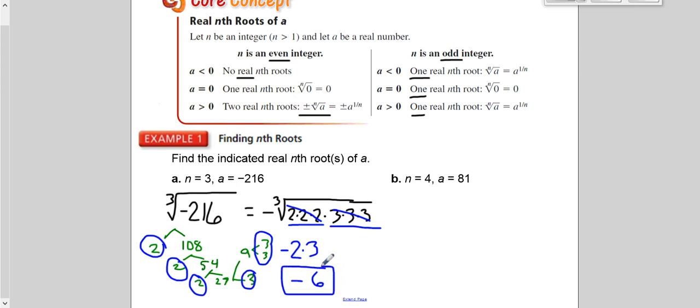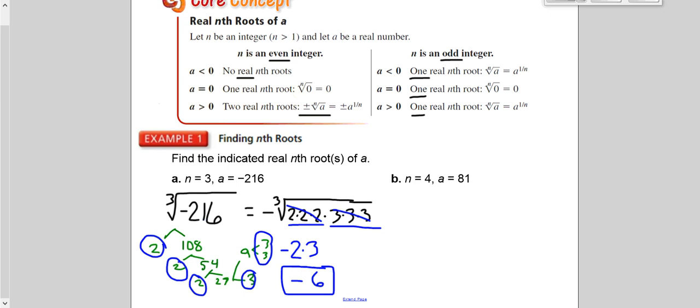Now, you can check it on a calculator. Most calculators have a cube root. On scientific calculators, it's usually on a math button or an nth root, and then you tell it which root you want to do. The easiest way to check is to do -6 times -6 times -6, and you get -216.